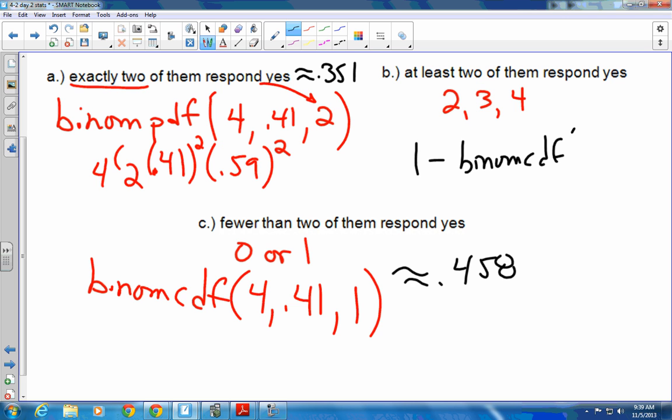Now, of course, you could type all that in, or we could just do the math on our own, right? Because what if you weren't asked to do this one? Can you just do that one and then subtract? Yeah, that's fine, right? And so basically it's just 1 minus this, which ends up being approximately 0.542, right?